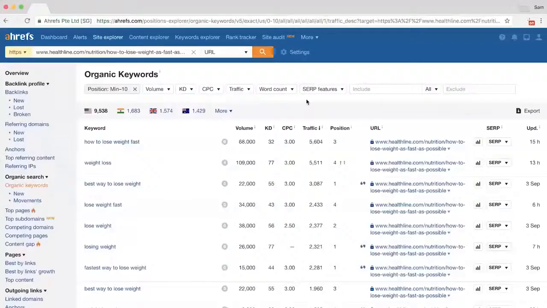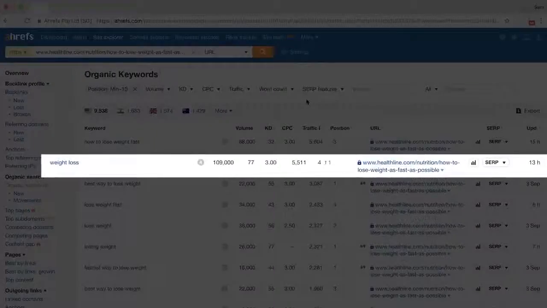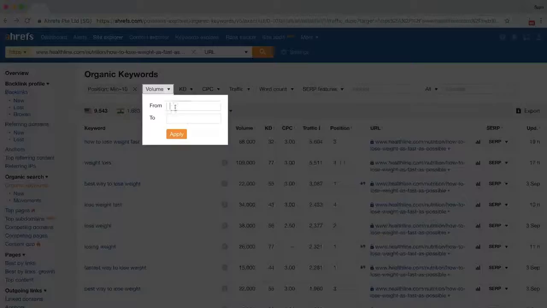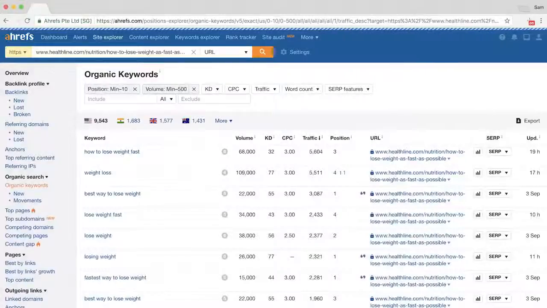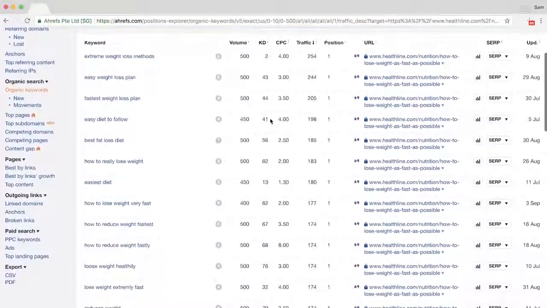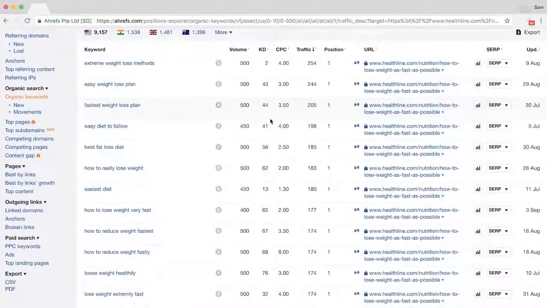People are essentially looking for the same thing, but they're typing in all sorts of different variations with the same or similar search intent. So the head term here is clearly "weight loss," which has 109,000 searches per month, meaning that any queries with, let's say, 500 searches per month are 100% long tails, right? So let's filter for these keywords that still rank in the top 10, and you'll see that there are still over 9,100 keywords. These are the long tail keywords for the topic on weight loss, and they account for 96% of this page's keyword rankings.